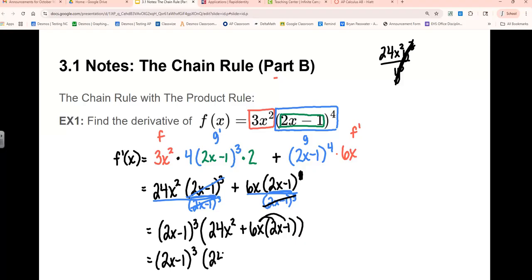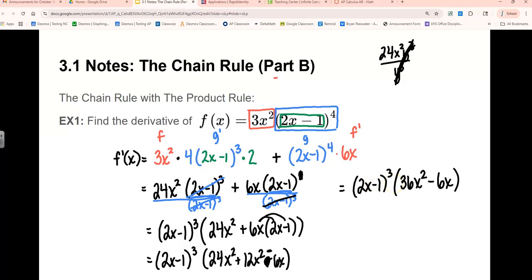And then, so we got 24x squared plus 12x squared minus 6x. And we could put the x squareds together. 2x minus 1 to the third, and 36x squared minus 6x. Will they leave it like that? Possibly. Possibly not. They might leave it here. What else could you do? Can anything else go with the 6?